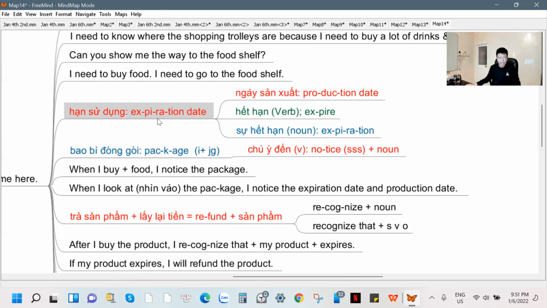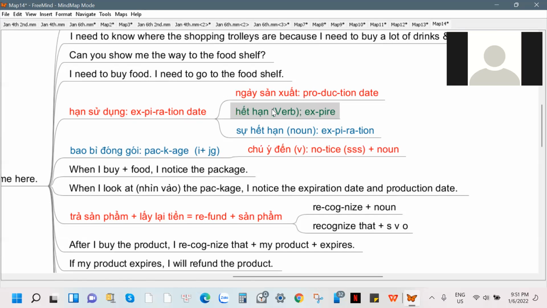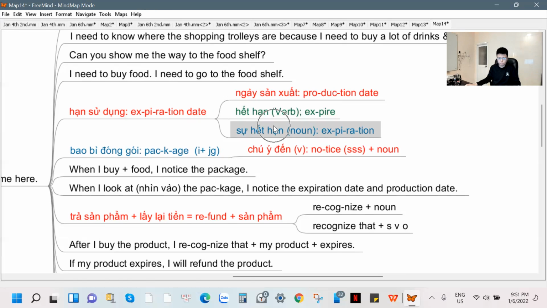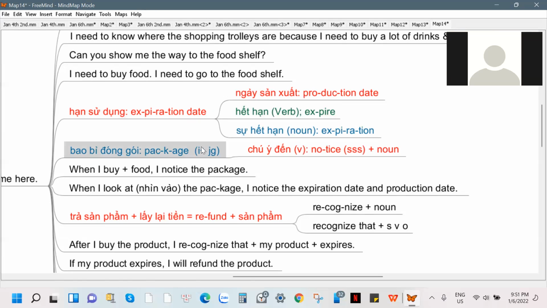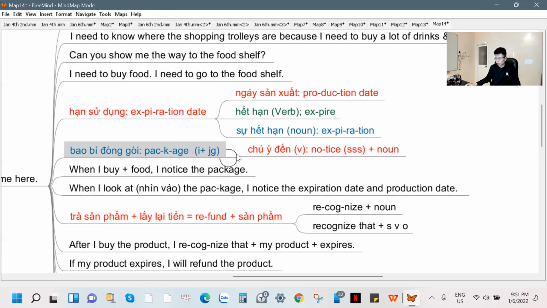Package. Expiration date. Production date. Package. Yes, very good. And this one, notice.